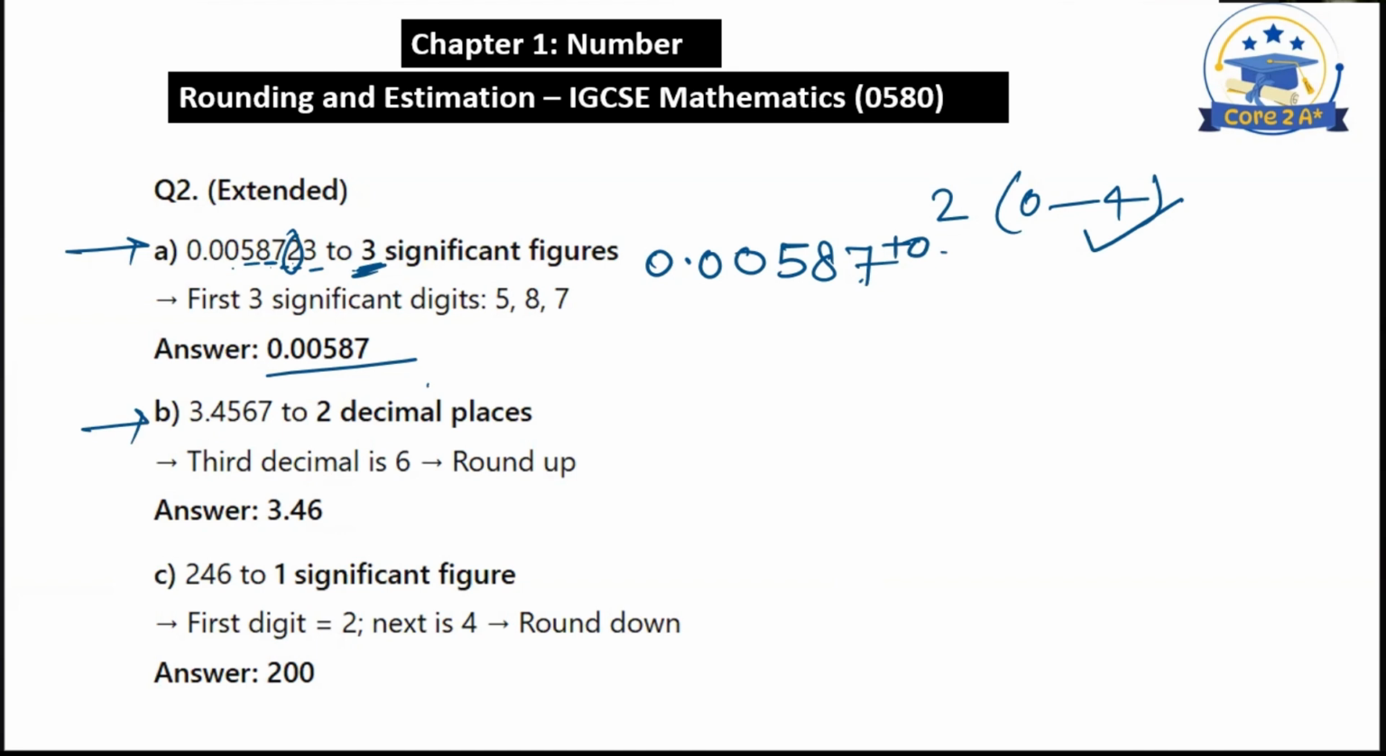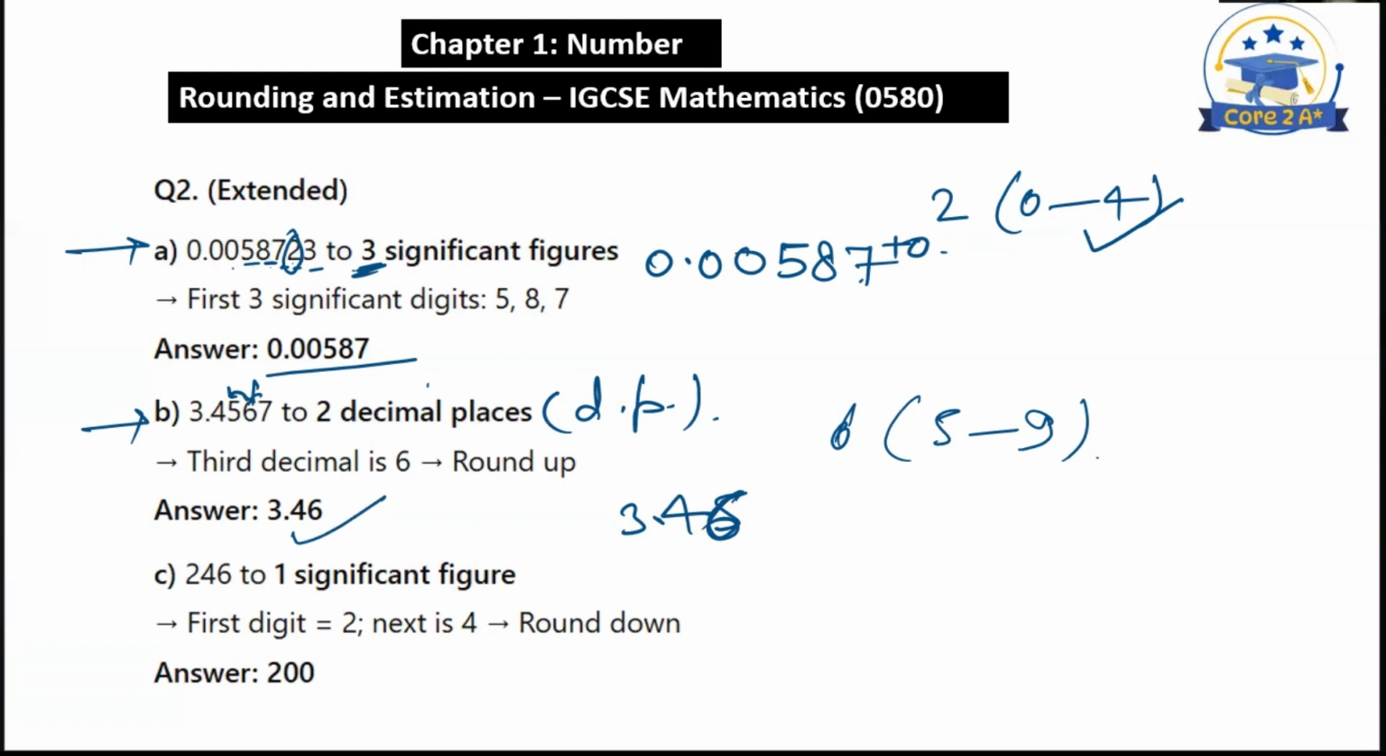Part B: 3.4567 to 2 dp. So focus on the third decimal place. It is 6. Obviously, 6 lies from 5 to 9. So should we add or not? Yes, we should. So we will add 1 to the previous one: 3.45, sorry, 5 plus 1 is 6. So this is your answer.